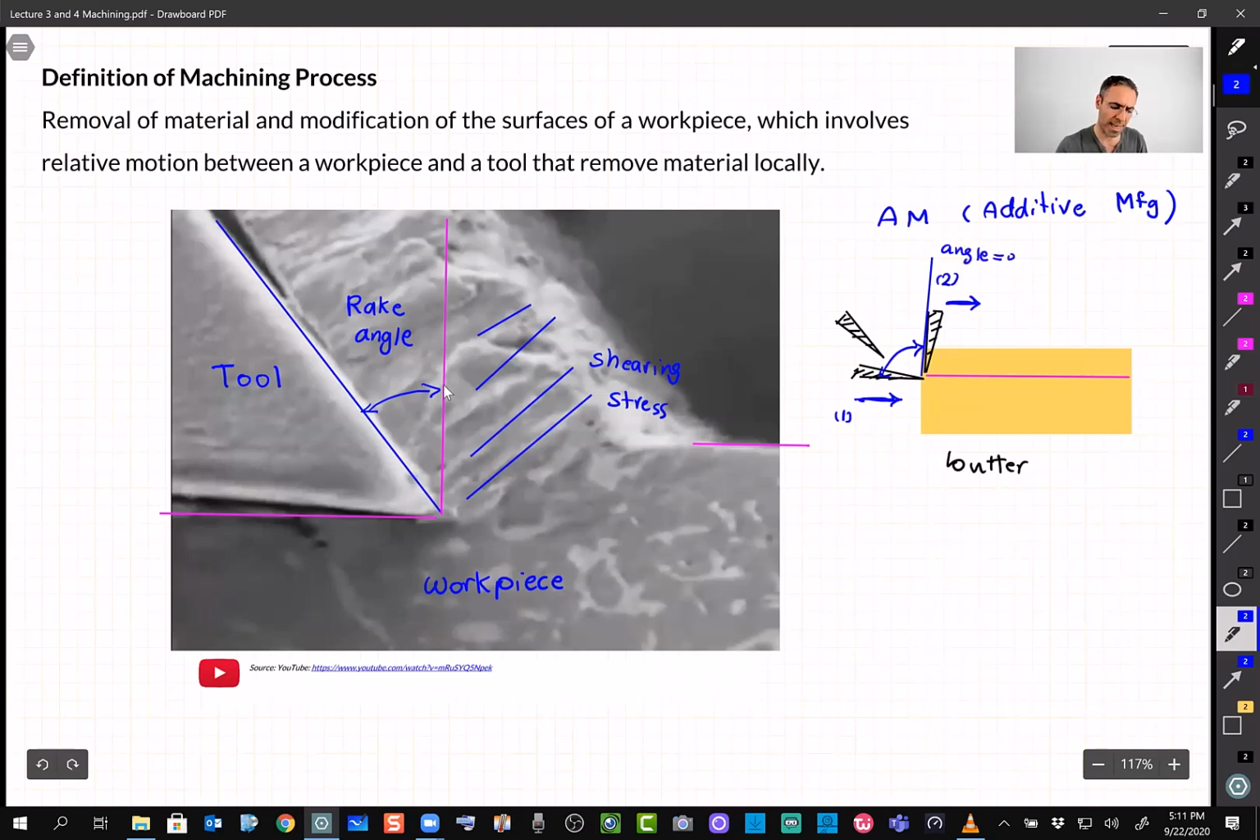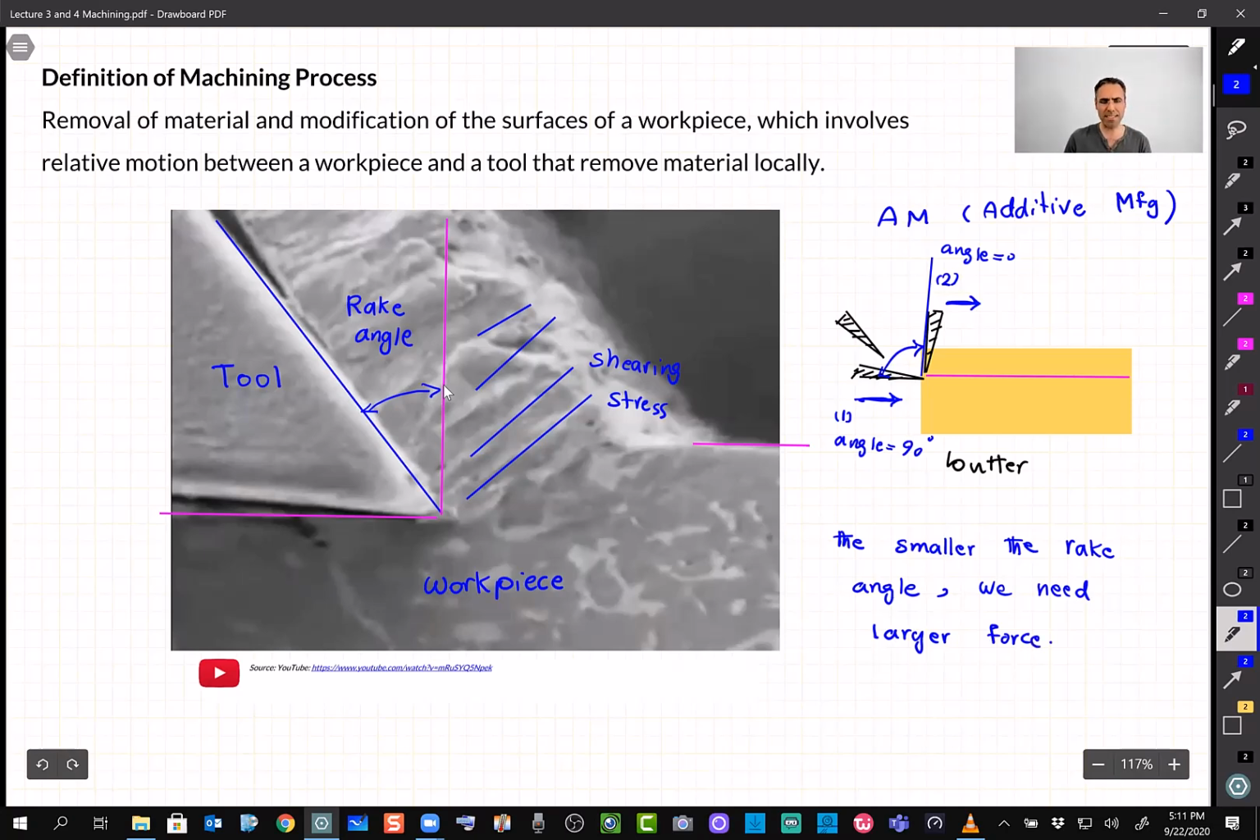And for this one, the angle is 90 degrees. So the first thing that we realize is that the smaller this angle, the rake angle, we need a larger force.